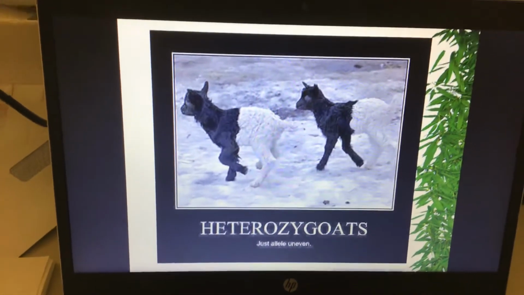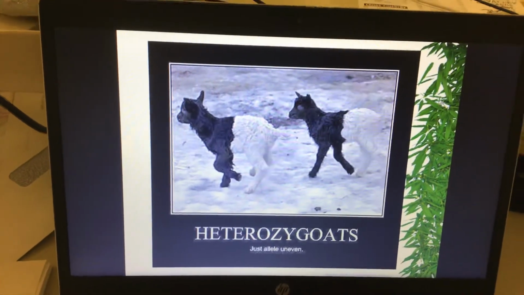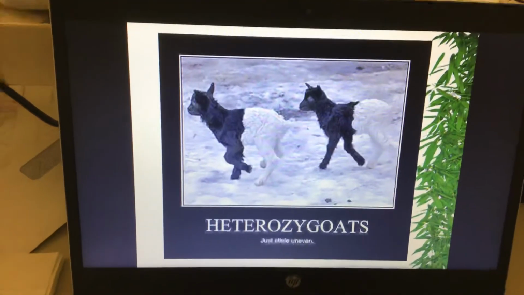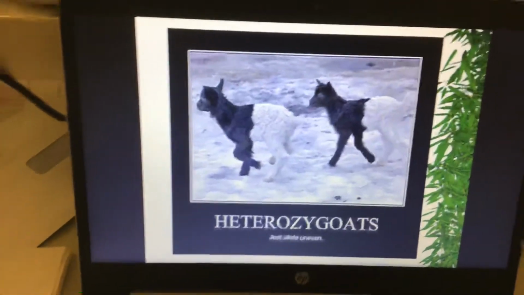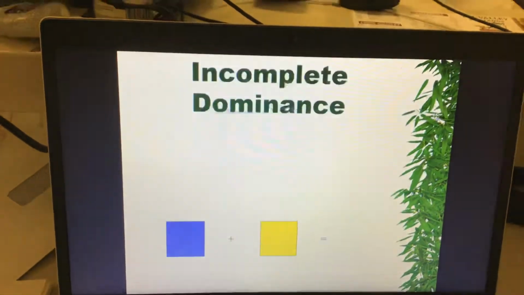Okay, here we go. I thought this was kind of cool. Heterozygotes, just allele uneven. Little science humor.